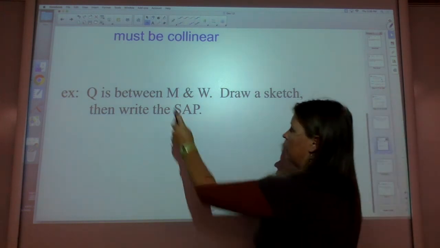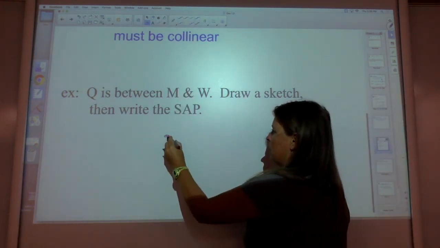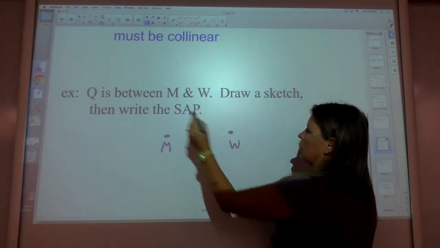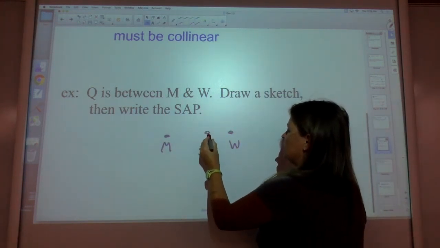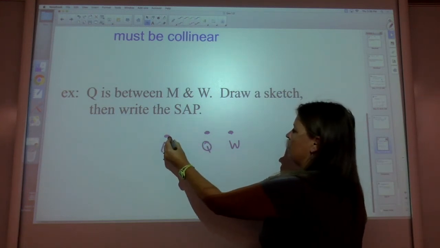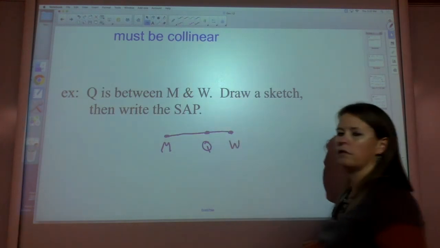So I'm going to start just like I did before. Here's my point M. Here's my point W. Point Q is between them somewhere. It doesn't have to be in the middle. And then because we're talking segment addition postulate, go ahead and make it a full segment.